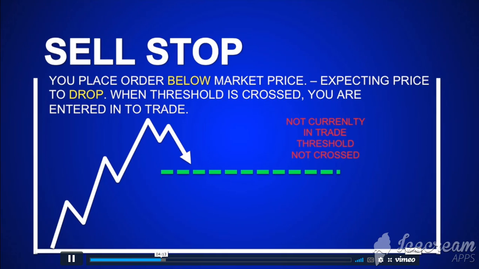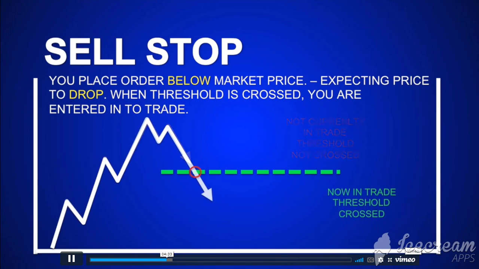Now maybe it's going to go down. I don't really feel like sitting at my computer screen and waiting for price to get there. So I'm going to set my sell stop where that green dotted line is. And if price so happens to continue to move down, then I will be entered into the trade. That is a sell stop. Notice how it only has to cross the threshold one time. Now, in this picture, you see price has actually crossed the threshold. So now I am in the trade.